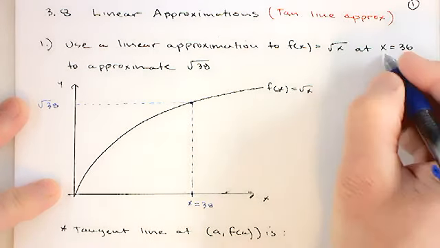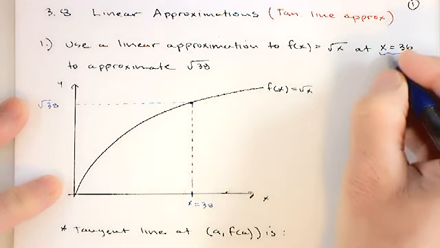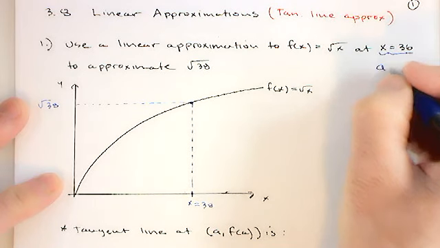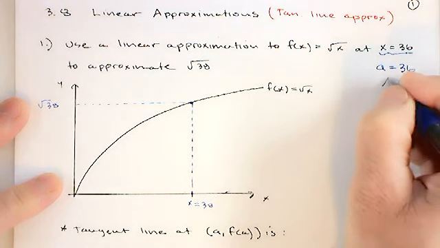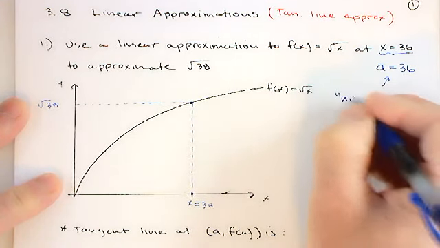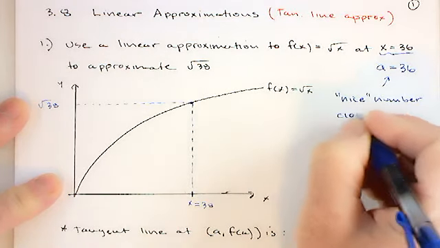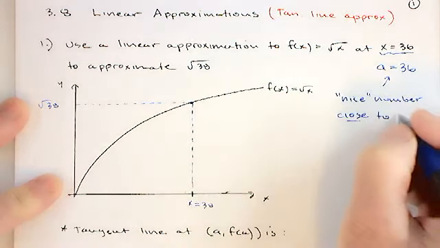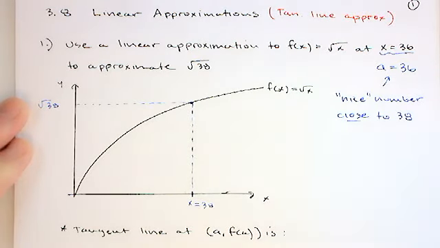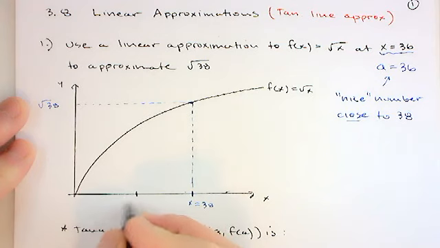So this x equals 36, I'm using what the book does. They describe it that way, but they'll also refer to this as a equals 36. They'll use a in the formula. And the way to think of this is, I like to call it a nice number close to where we want to approximate our square root function, which is at 38. And so I know 36 in reality is really close to 38, but I'm going to just stretch this out so we can really see what's going on here.